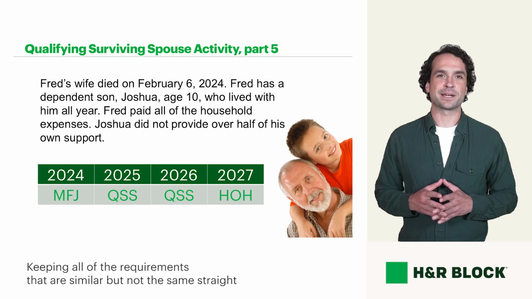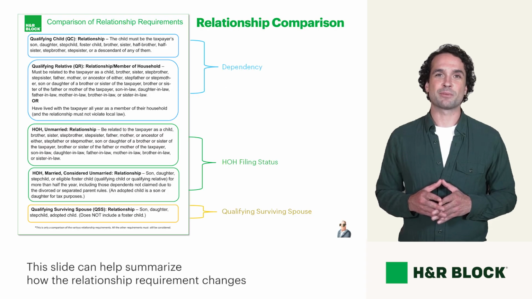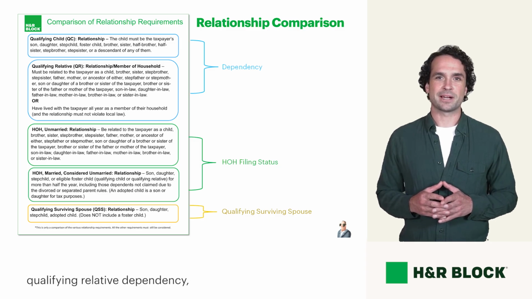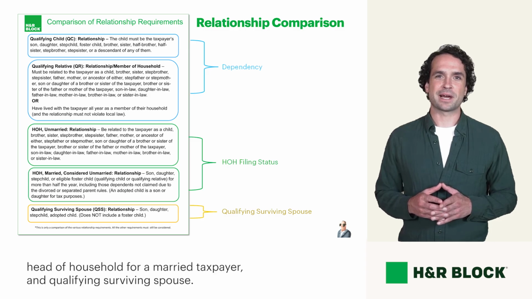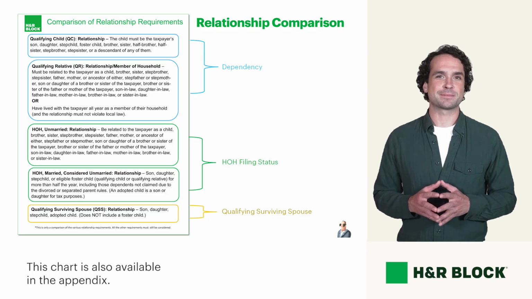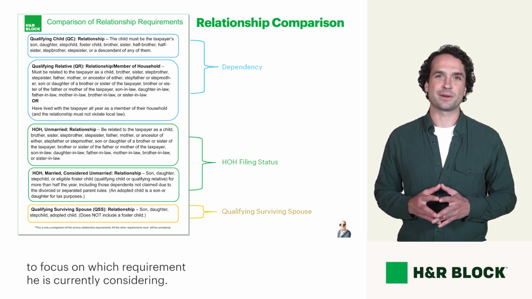Keeping all of the requirements that are similar but not the same straight isn't always easy. This slide can help summarize how the relationship requirement changes for each different tax benefit: qualifying child dependency, qualifying relative dependency, head of household for an unmarried taxpayer, head of household for a married taxpayer, and qualifying surviving spouse. This chart is also available in the appendix. Tax Pro Joe likes this comparison of relationships because it helps him to focus on which requirement he is currently considering. Now on to the next check for understanding question.